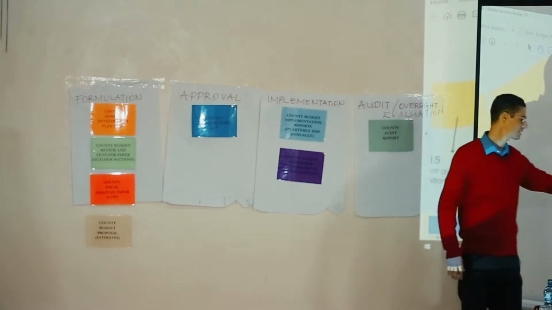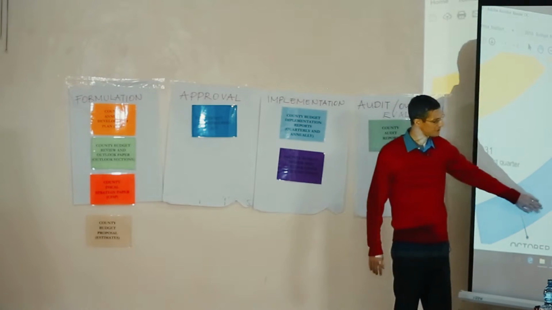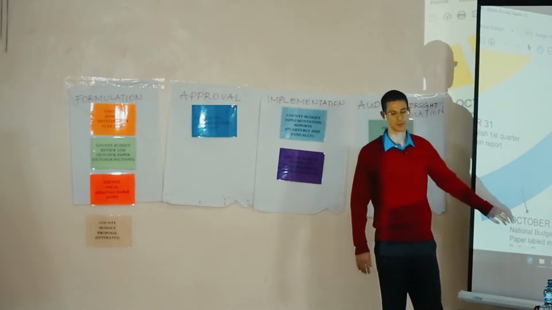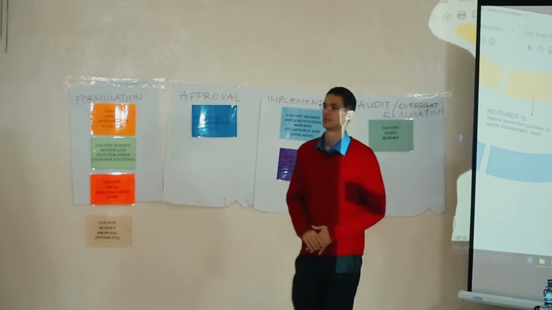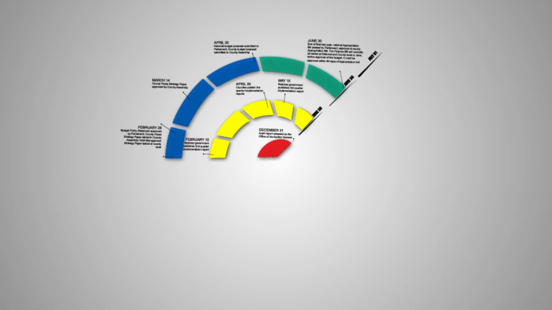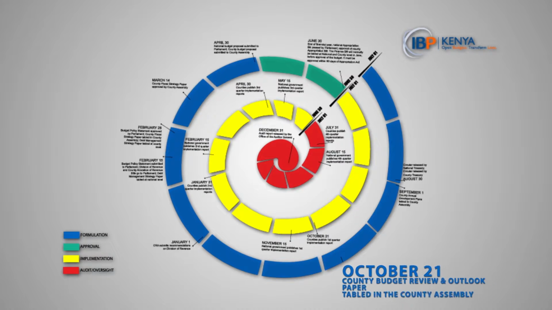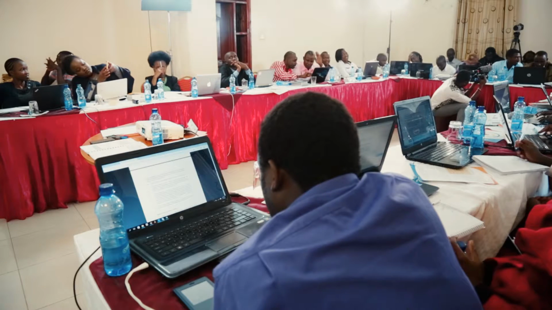So, there's no date for approving the annual development plan. What happens after this? After the assembly does or does not approve the ADP, then we move to the County Budget Review and Outlook paper. Okay, so you saw that we divided the Budget Review and Outlook paper into two, right? It has a review and an outlook. Okay, so what is the outlook doing?